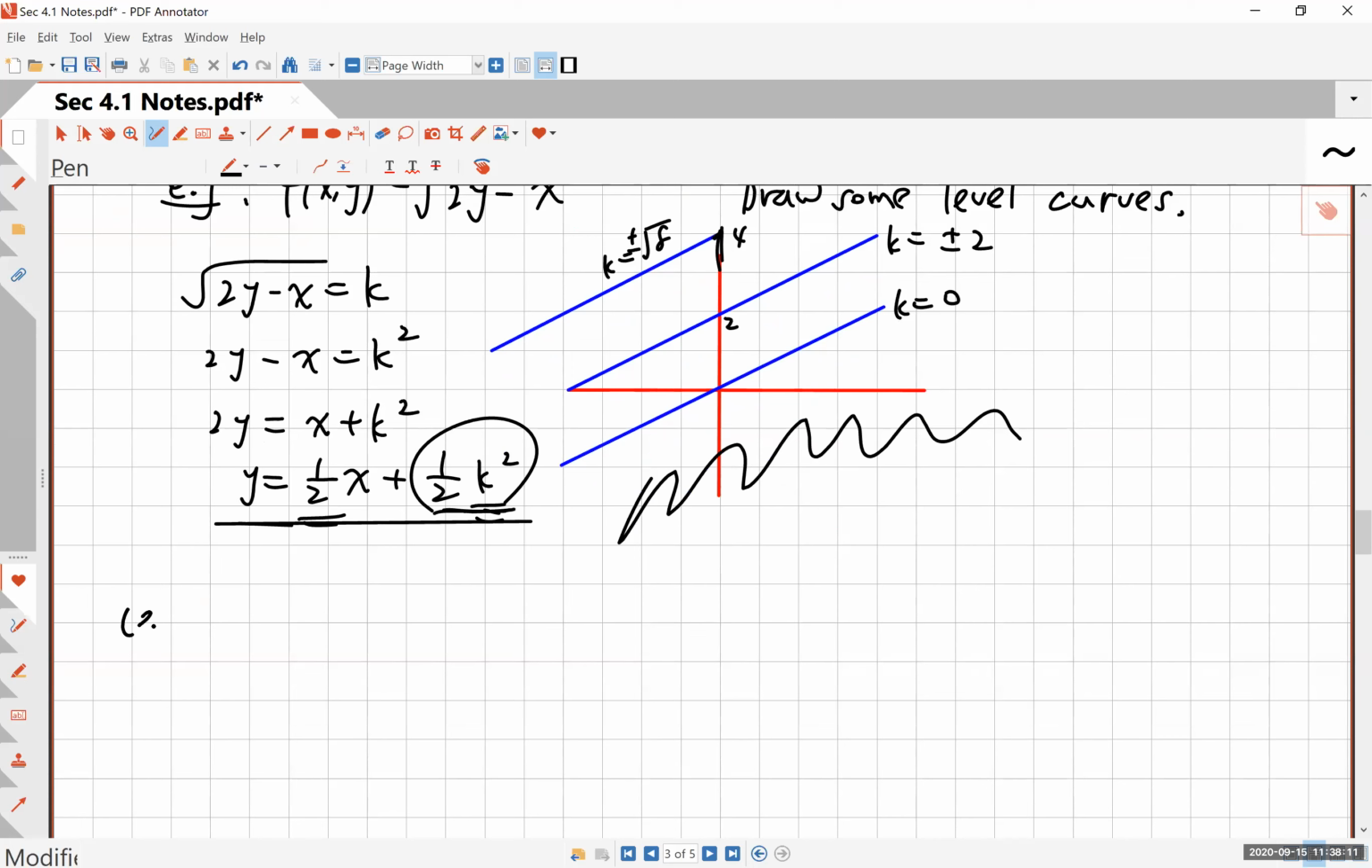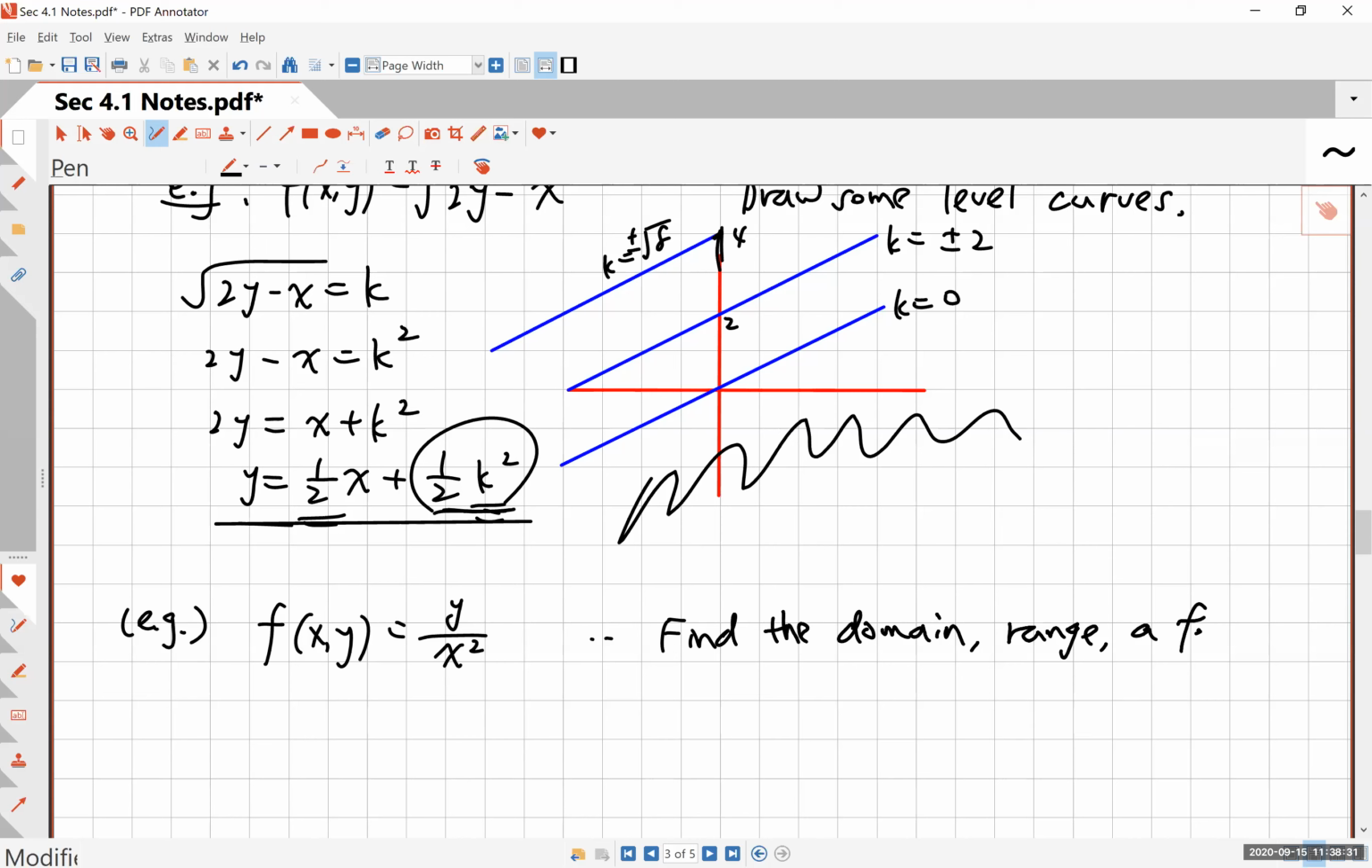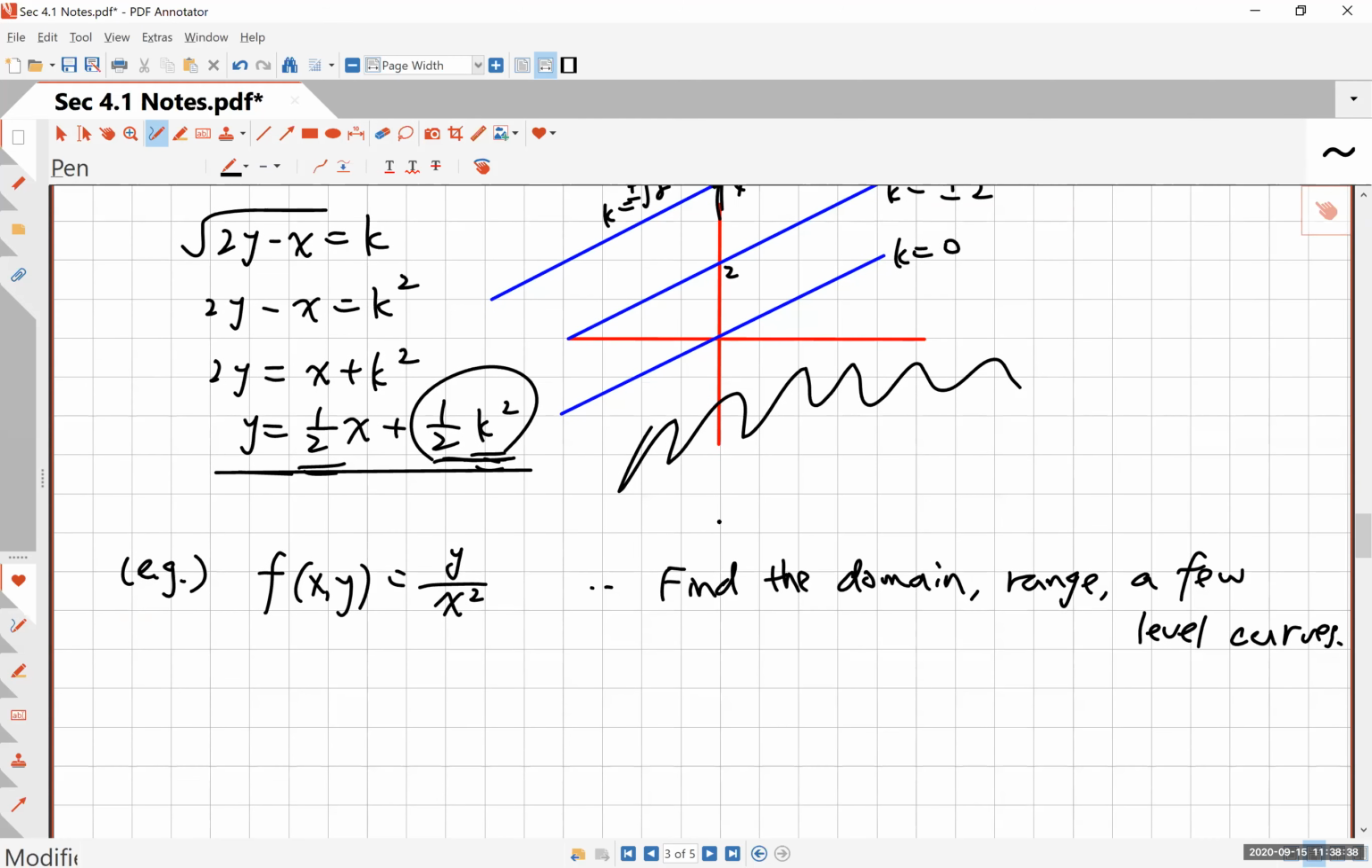All right, I want you to do this next problem. Draw a few level curves for this function: f of x, y is equal to y over x squared. Actually, find the domain, the range, and a few level curves. Try this on your own, and then when you come back, we will do the last part of this section on video.